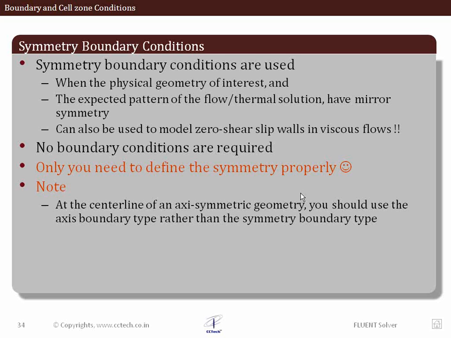The other kind of boundary, which is non-flow boundary, is a symmetry boundary. So what it means is it's like a zero shear slip wall in viscous flows, but it also means that even thermal solutions all are reflected across the surface. There is no extra input which is required. The only task we have usually is to identify what is that symmetry boundary. So we only need to define the symmetry properly, and I'll just give you some ideas about it.